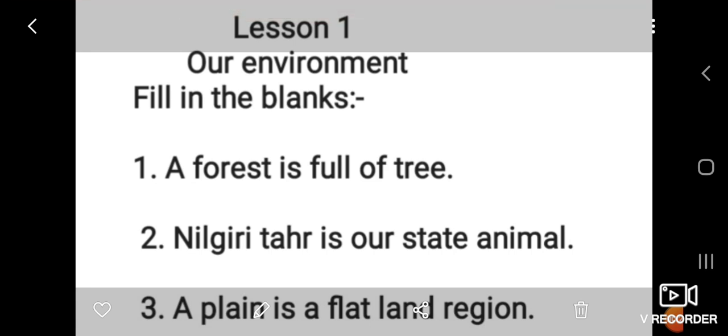Lesson 1, our environment. Have you written O-U-R, our, E-N-V-I-R-O-N-M-E-N-T, environment?